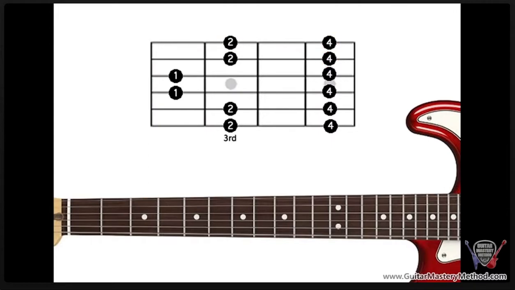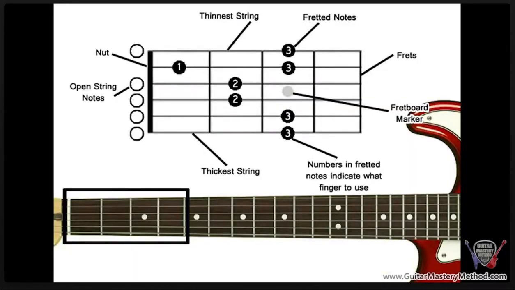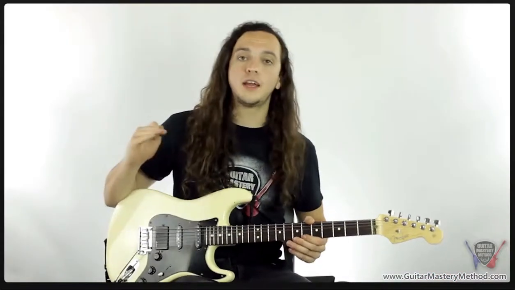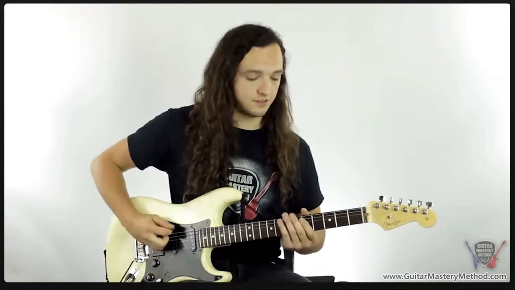Then back down to the lowest note. So to recap, this is a scale diagram, a snapshot of the fretboard. You start from the lowest note, play through to the highest note, and back down to the lowest note again. So this is called the G pentatonic scale pattern, and it looks like this.